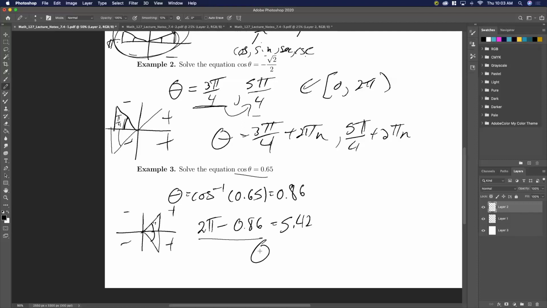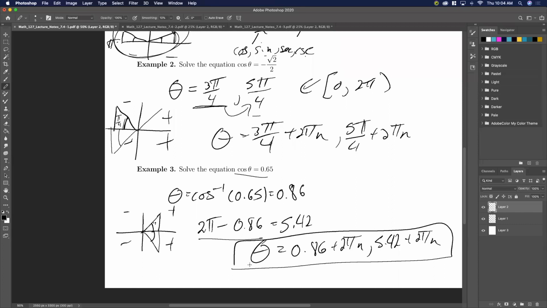Okay, and so to finish this, we have both our angles. We're going to take 0.86 plus 2 pi n, and then our 5.42 plus 2 pi n. And so here's our solution. I'll leave that up for a second, and then we'll go on to the next one.